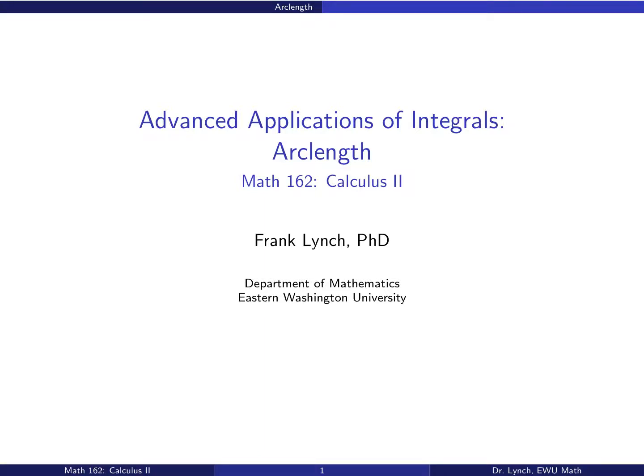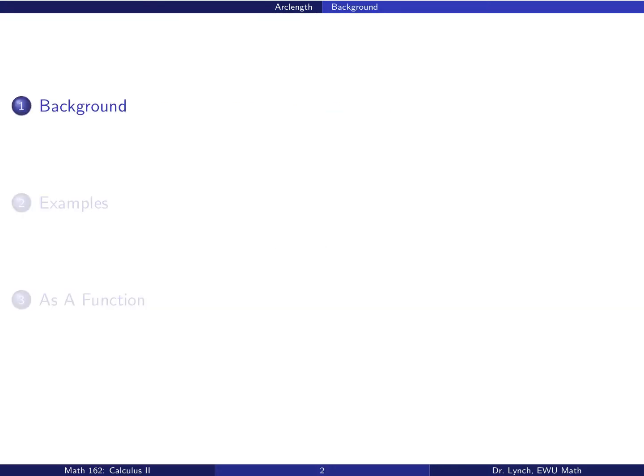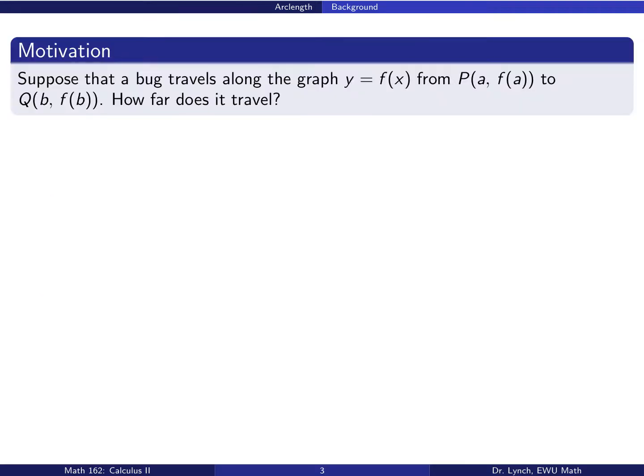Welcome folks, today we're discussing advanced applications of integrals, in particular arc length. So we'll give you some background, we'll do a couple examples, and then we'll finish discussing arc length as a function. So here's the background.